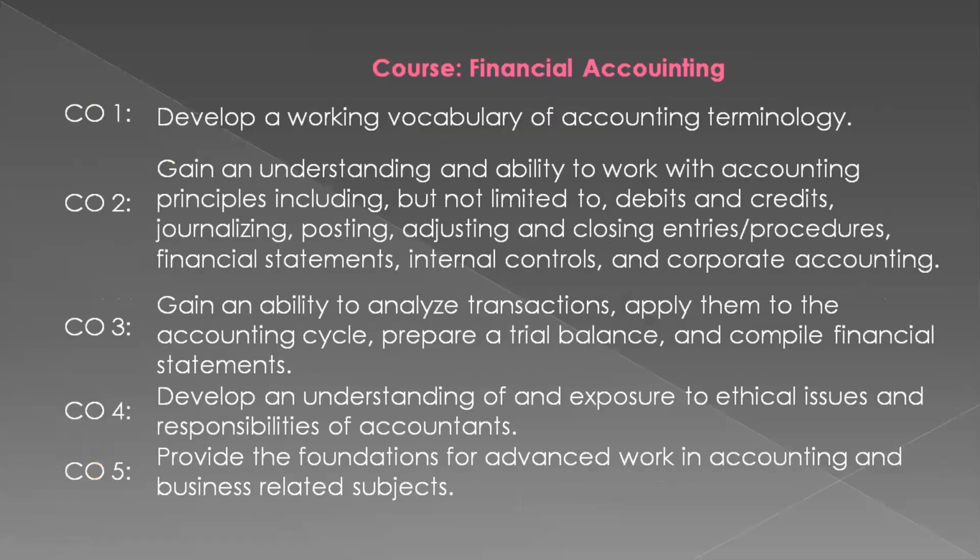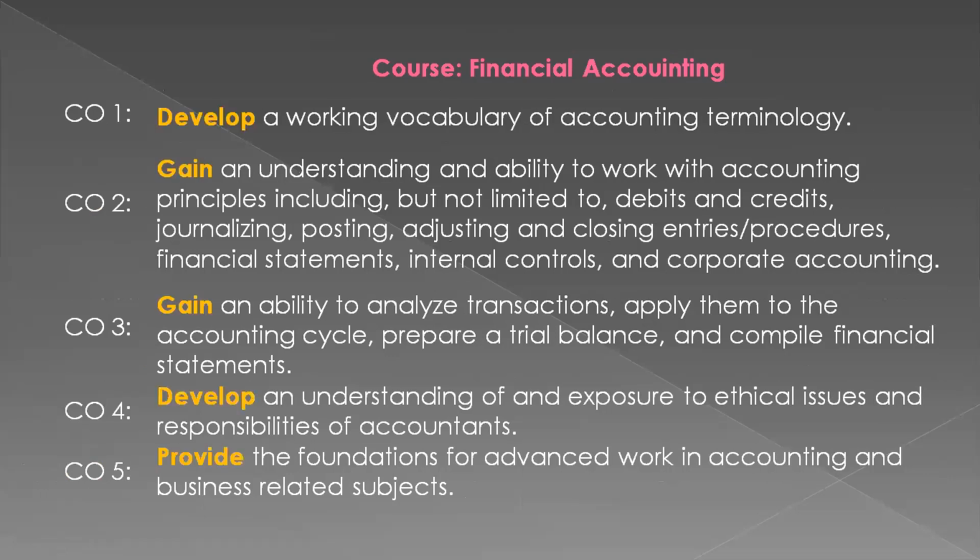Now, financial accounting. Yesterday somebody spoke about commerce, this is something related to them. You see, course outcome one, develop a working vocabulary of accounting terminology. Course outcome two, gain an understanding and ability to work with accounting, generalizing, posting, adjusting, and closing entries, procedures, financial statements, internal controls, and corporate accounting. Course outcome three, gain an ability to analyze transactions, apply them to the accounting cycle, prepare a trial balance, and compile financial statements. Course outcome four, develop an understanding of and exposure to ethical issues, responsibilities of accountants. Course outcome five, provide the foundations of advanced work in accounting and business related subjects. This is how they have written for financial accounting.